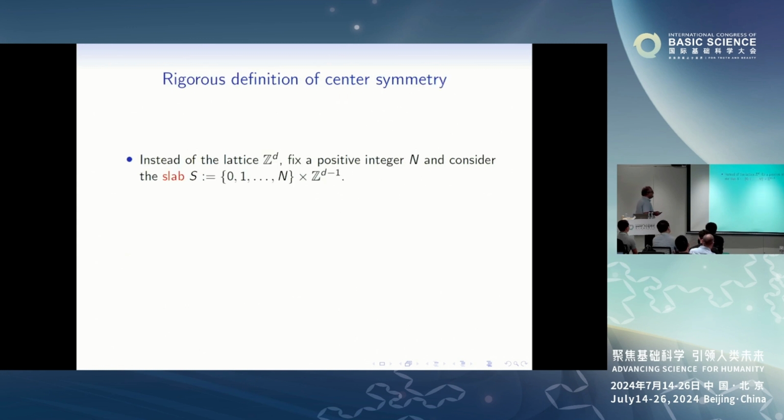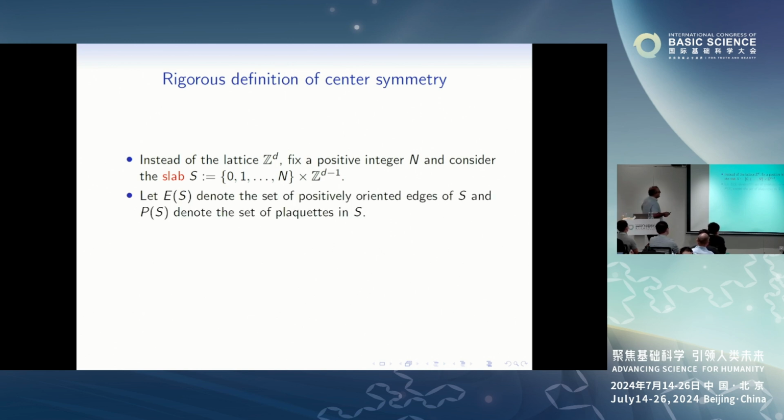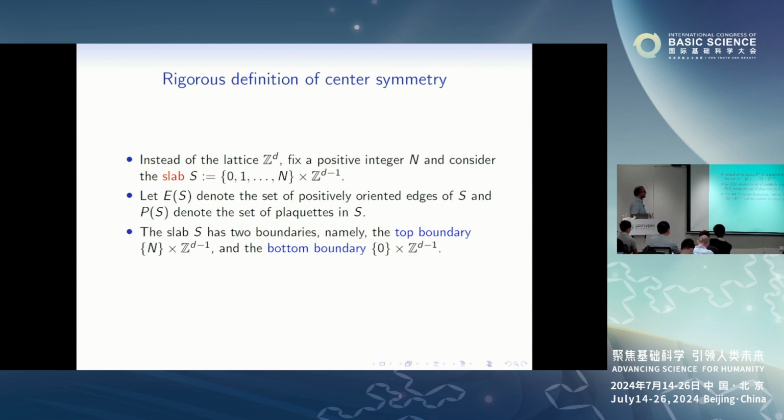Okay, so let me try to define that. So instead of the lattice Z^d, fix a positive integer N and consider the slab {0, 1, up to N} cross Z^(d-1). So one coordinate is restricted to take only finitely many values, 0, 1 up to N. Let E_S denote the set of positively oriented edges of this slab, and P_S denote the set of plaquettes of this slab. The slab has two boundaries, namely the top boundary where the first coordinate is N and the bottom boundary where the first coordinate is 0. Okay, so there are these two boundaries. And let del E denote the set of all boundary edges of the slab. So now it is an infinite slab, so there are infinitely many boundary edges.